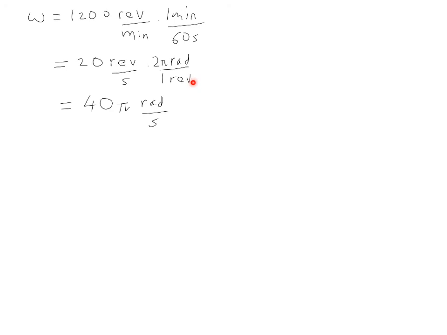Notice this conversion factor. One revolution corresponds to 2 pi radians, because if you move in a circle once, that is, if you complete one revolution, your angle has changed by 2 pi radians. And so we have omega is 40 pi radians per second. V is equal to omega r, which would be 6 pi meters per second.